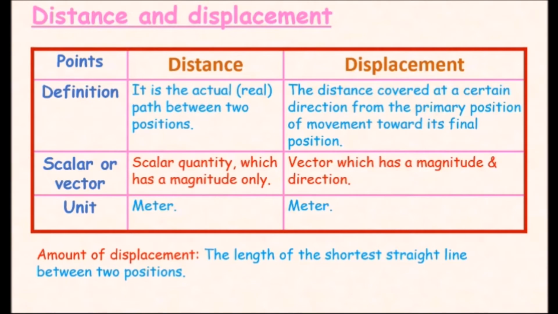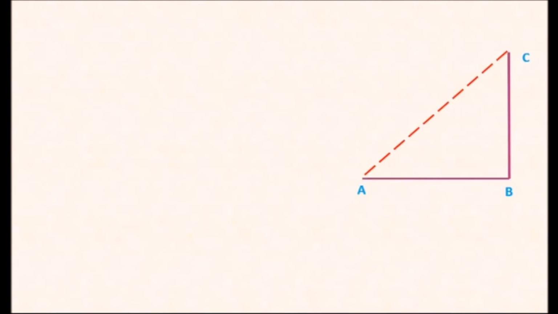So distance is the length covered from the starting point to the ending point, while displacement is the length of the shortest straight line between two positions. Let's see an example to explain it more. When the body moves from point A to B and then to C, the starting position is A and the ending position is C.